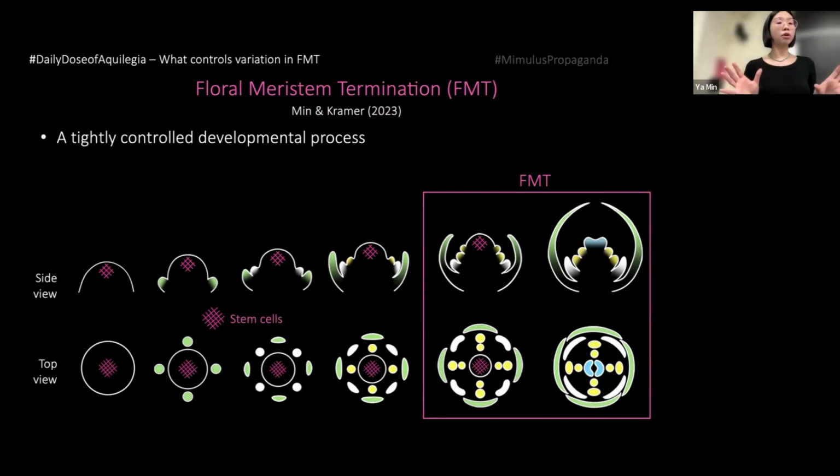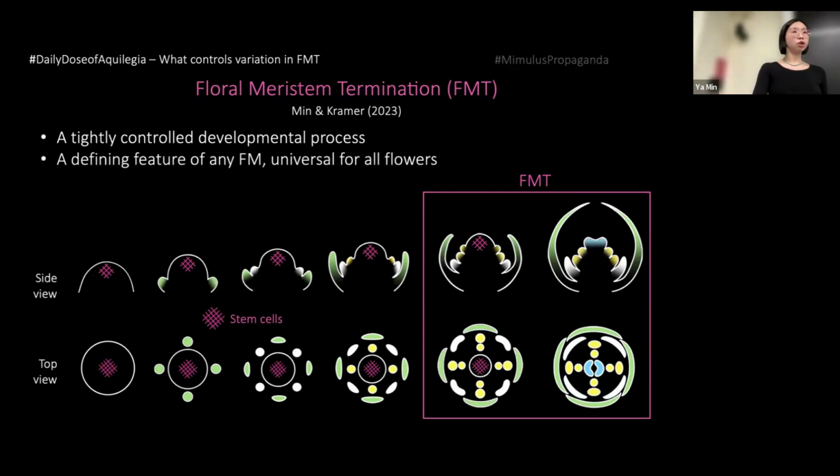Many of us know that there are many different types of meristems in plants. Compared to the one that produces flowers, there are also meristems that produce leaves and roots. But the floral meristem is a little special compared to those that produce leaves and roots, because in those cases the stem cell activity inside the meristem will be maintained indefinitely so they can produce organs continuously throughout the lifespan of a plant. But a floral meristem will always be terminated. So this developmental process is a defining feature for any floral meristem, and it's universal for all flowers.